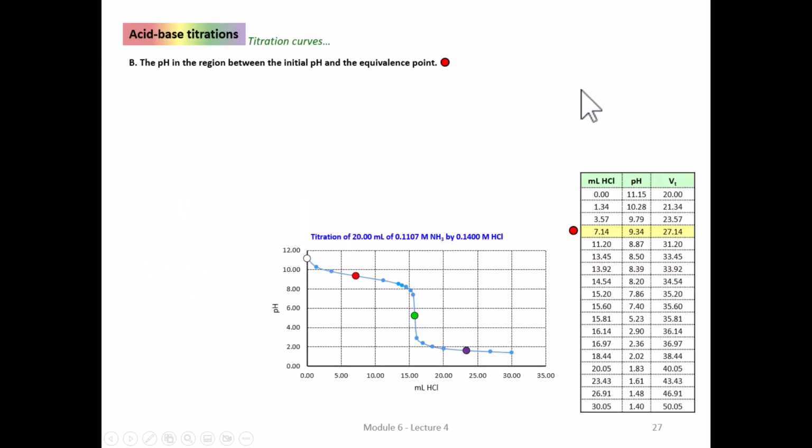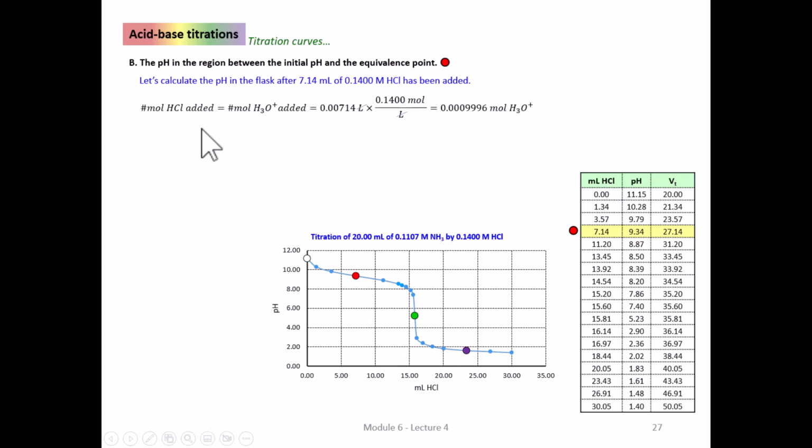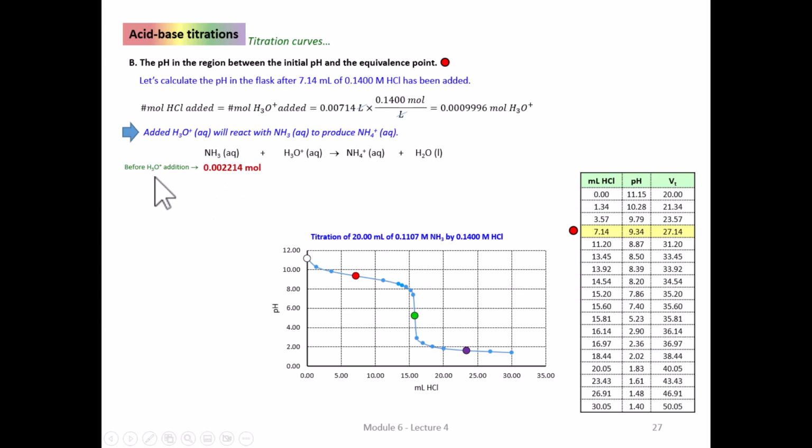Well, how about the pH between the initial and the equivalence point? We're going to calculate the pH after we've added 7.14 milliliters of HCl titrant. We can calculate the number of moles of HCl we've added, which would be equal to the number of moles of hydronium ion added, by taking the volume added times the concentration. We get here the number of moles of hydronium ion that we've added. That hydronium ion will react with ammonia to produce ammonium ion.